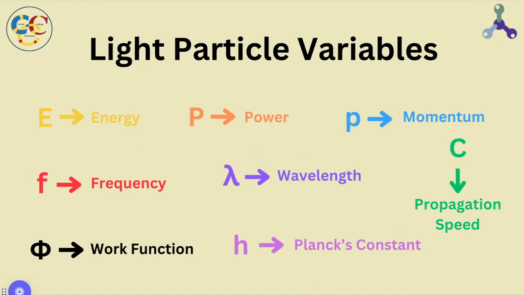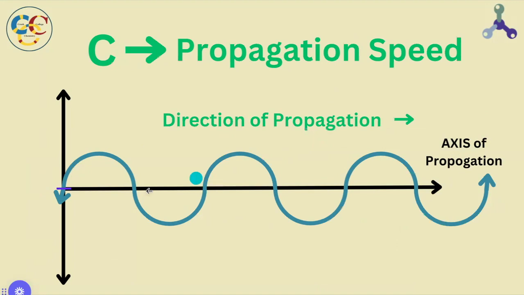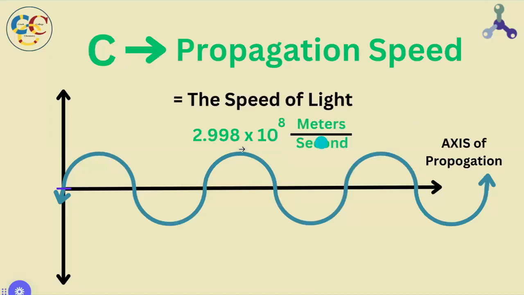Light is a particle. Here are all the variables that you need to know. Propagation speed. While the individual points along the wave move up and down, the overall progress or propagation of the wave goes left to right. And it does so at 2.998 times 10 to the 8 meters per second, the speed of light.